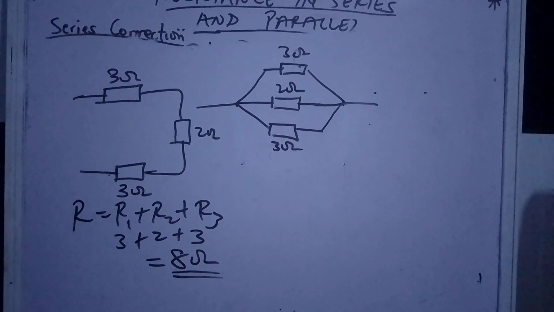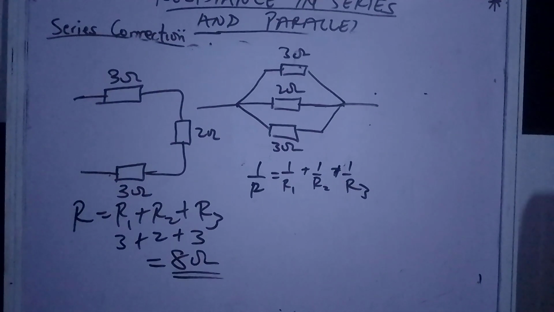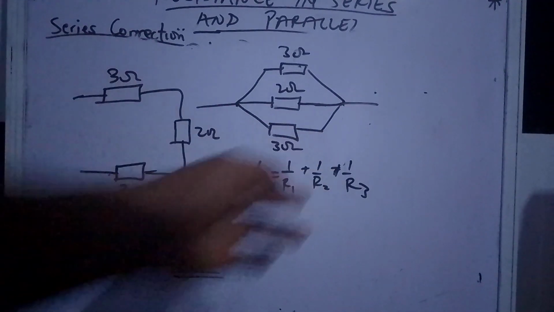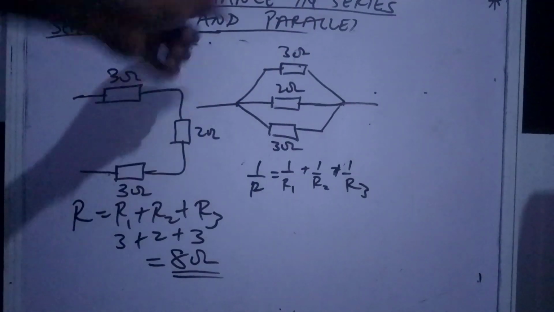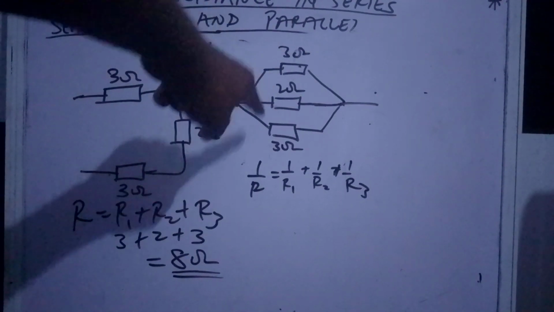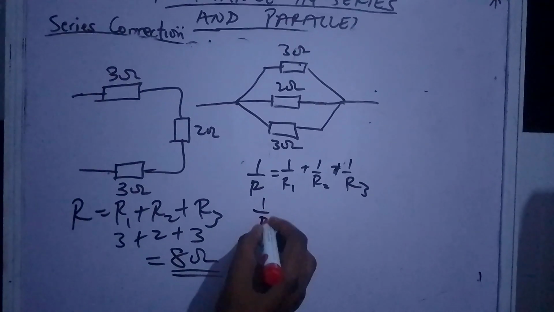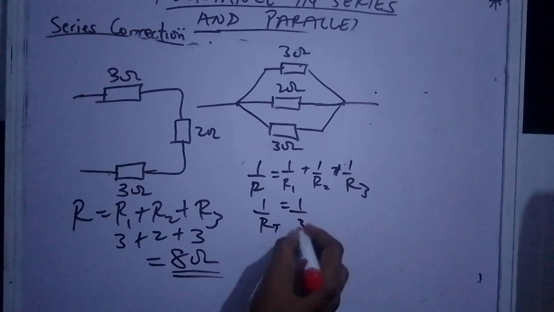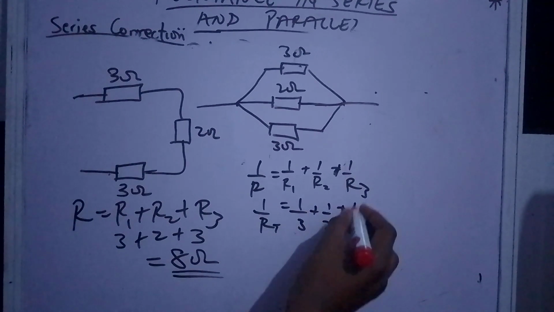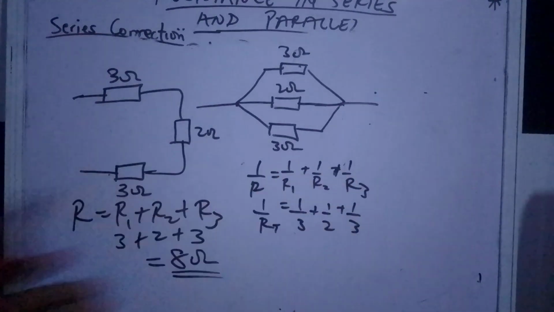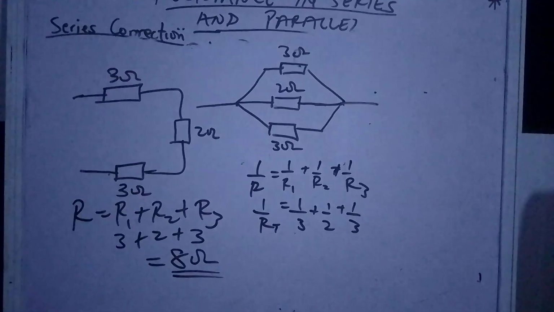So for parallel connections, let's look at what our formula is going to be. It's going to be 1 over R total, that is the total R we are looking for, equals 1 over R1 plus 1 over R2 plus 1 over R3. So let's substitute. This one is our R1, this one is our R2, this one is our R3. So we are going to have 1 over 3 plus 1 over 2 plus 1 over 3. We can just solve from here and find the LCM of these values, which is 6.